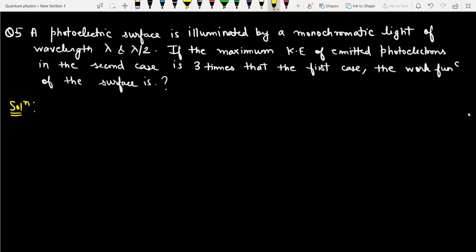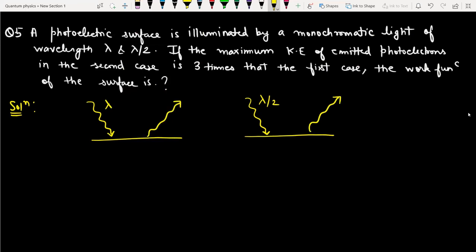We are given 2 situations. Let me try to draw it straight. You have an electromagnetic beam in both cases, and the wavelength is lambda in one and lambda by 2 in the other. In this case, the electron gets emitted with some kinetic energy. The maximum kinetic energy of emitted photoelectrons in the second case is 3 times that in the first case. It means if we assume the kinetic energy is k here, then the kinetic energy is 3k here. So we have to calculate the work function of the surface.